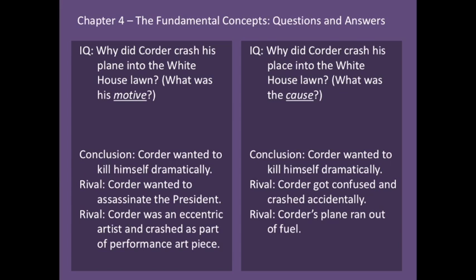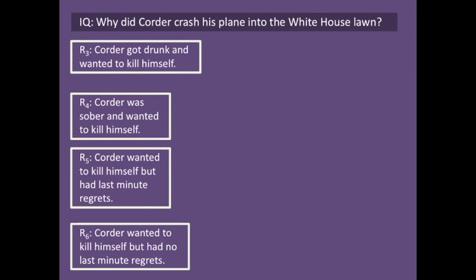One of the other requirements that was mentioned was that rivals should be natural, should capture the contrast that is rejected by the conclusion. So take a look at these possible answers to the implicit question. Corder got drunk and wanted to kill himself. Corder was sober and wanted to kill himself. Corder wanted to kill himself but had last-minute regrets. Corder wanted to kill himself but had no last-minute regrets. Notice these are all possible answers to the implicit question. They are all stories, or shorthand for stories, of why Corder crashed his plane into the White House lawn.